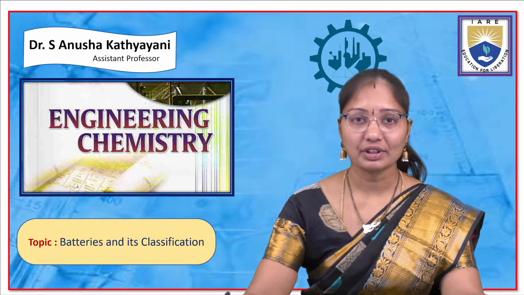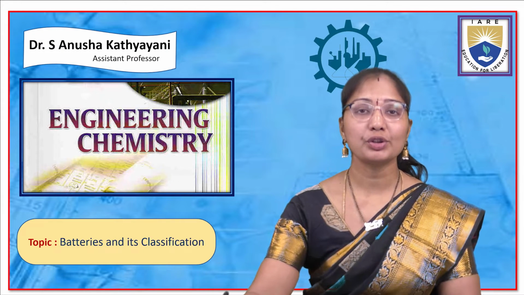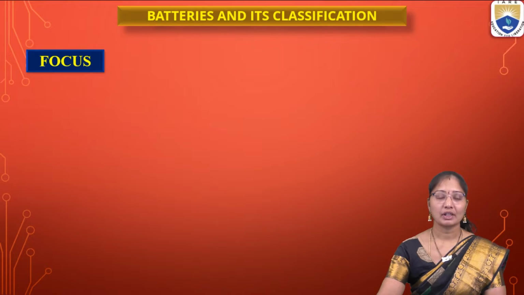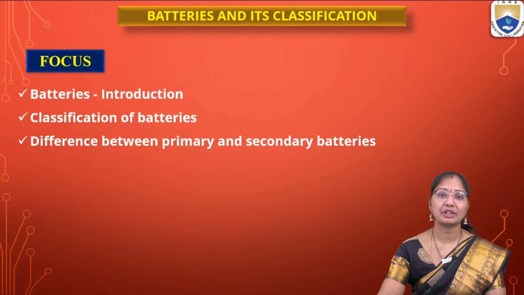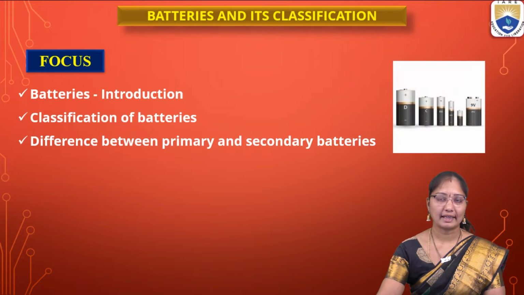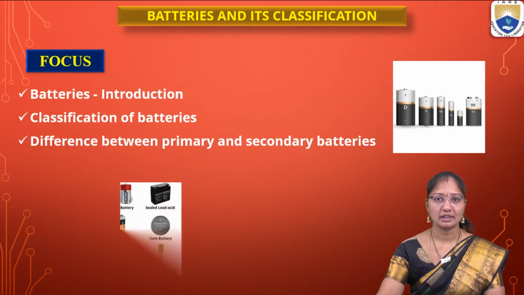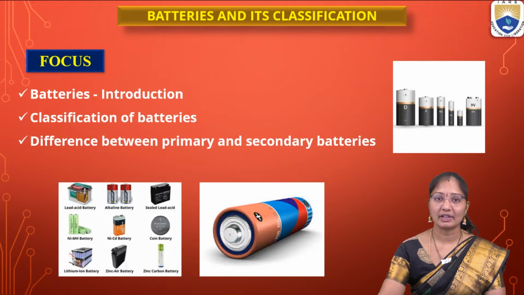Today, we are going to see the topic batteries and their classification. We are going to discuss the different types of batteries and their uses in detail. We are going to focus on the battery introduction, then classification of batteries, the difference between primary and secondary batteries, and different types of batteries and their applications with examples. There are different types of batteries we are going to see in detail, from the coin batteries to the big large batteries used in automobile vehicles.